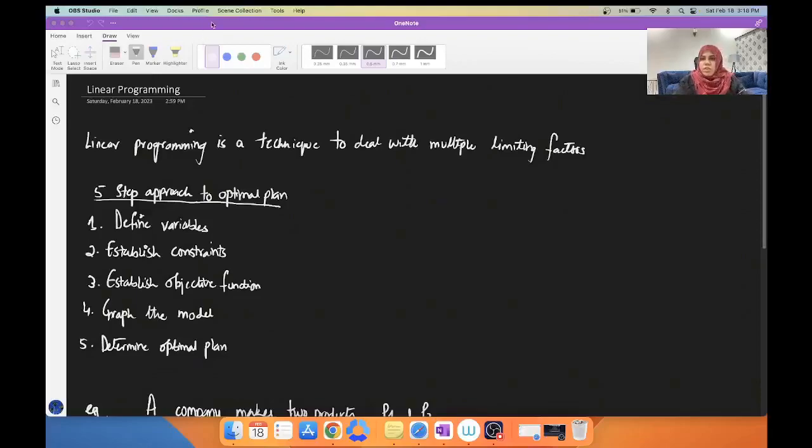Hi guys, so today we are going to be doing linear programming. Now, what is linear programming? Linear programming is basically a technique that helps you deal with multiple limiting factors.